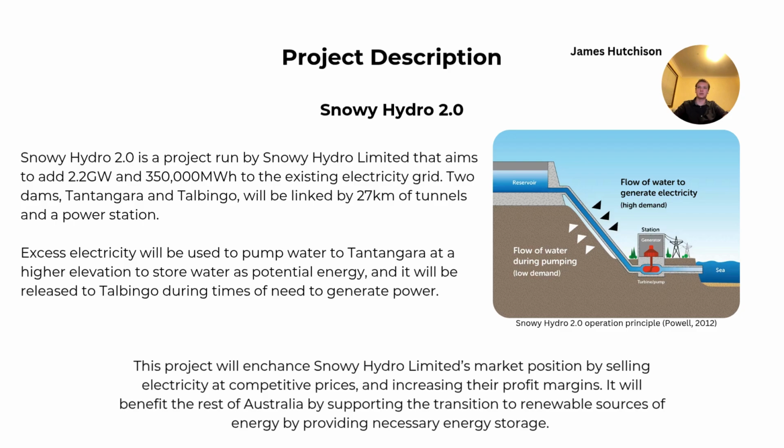Excess electricity will be used to pump water to Tantangara, which sits at a higher elevation, to store water as potential energy, and it will be released to Talbingo during times of low supply through a power station to generate electricity. This project will benefit both Snowy Hydro Limited and Australia as a whole.